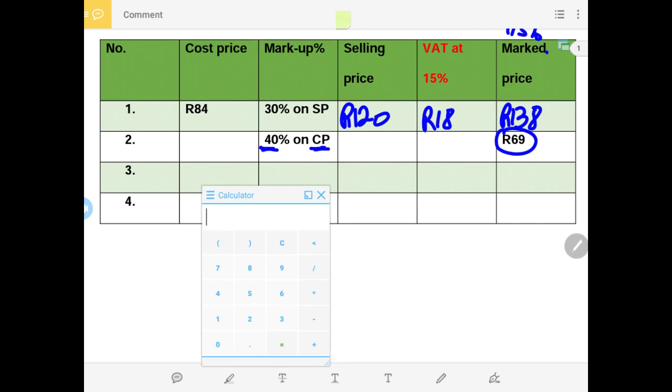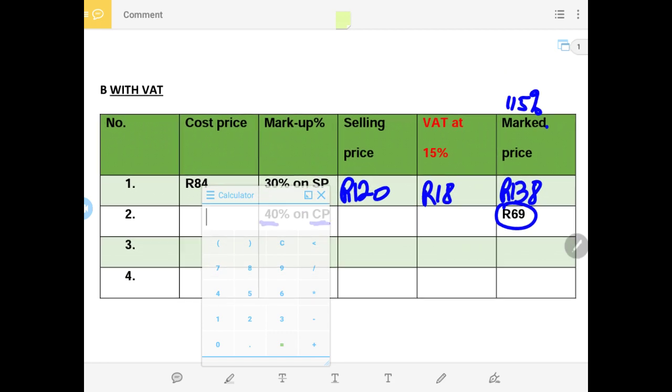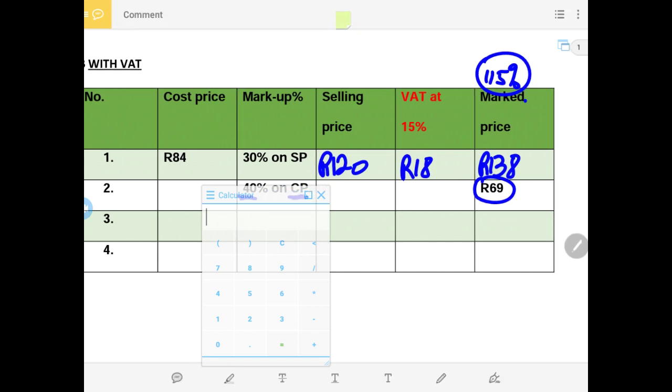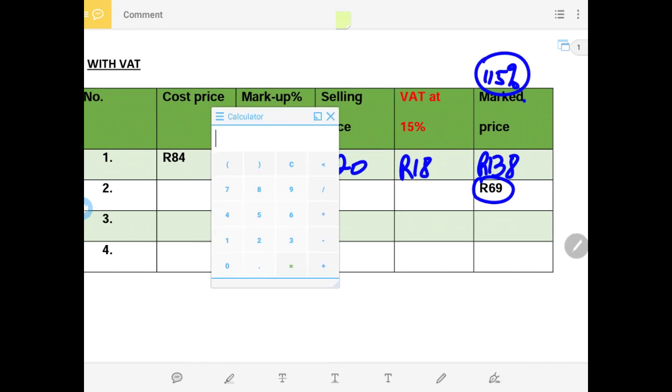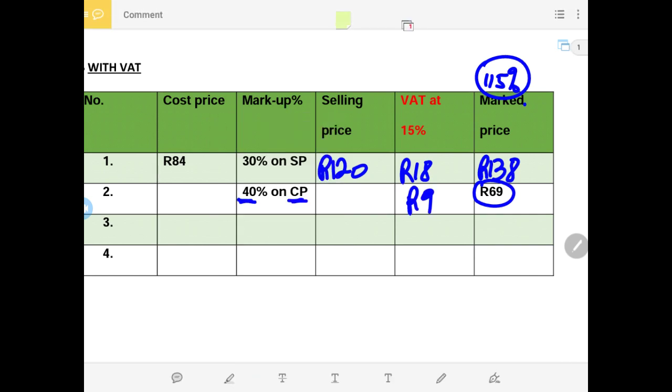So now if we are given the marked price, that amount includes VAT. That amount includes VAT. So this amount, as I mentioned, is out of 115%. It is out of 115%. It's not sometimes, always. So we say 69 times 15 over 115. So this will give us an amount of 9 Rand. So our VAT is 9 Rand. Our VAT is 9 Rand. Remember, our VAT percentage is 15%.